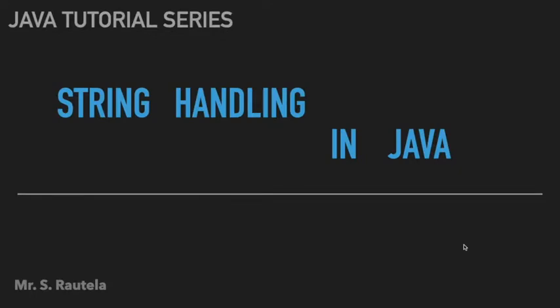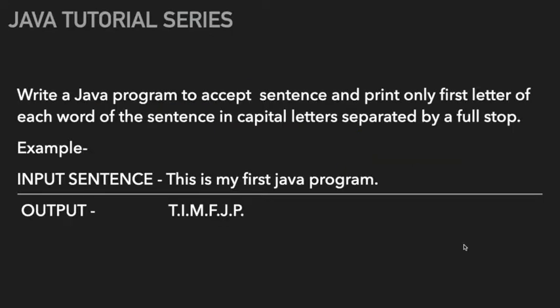So this is our next video in the Java tutorial series, and in this video we are going to cover string handling in Java, which we will try to understand with the help of an example. We'll see how we can handle strings using different library functions available in Java. We are going straight to an example, and we will show you one program where we will apply some of the predefined library functions.